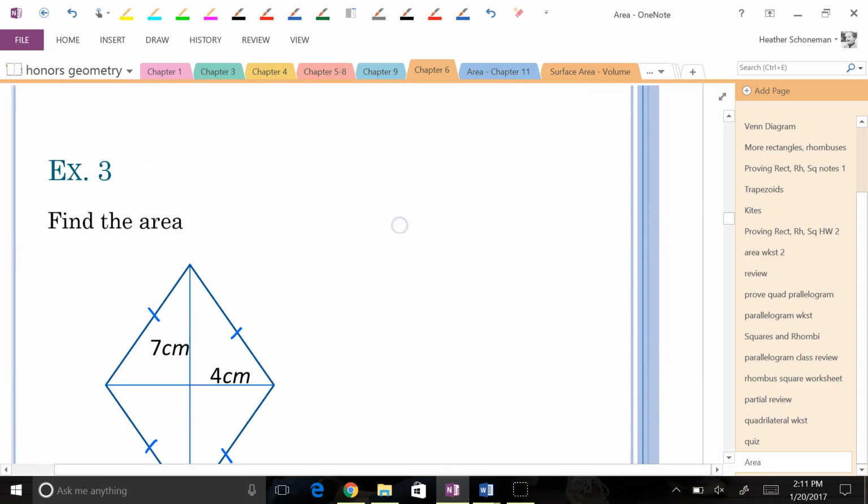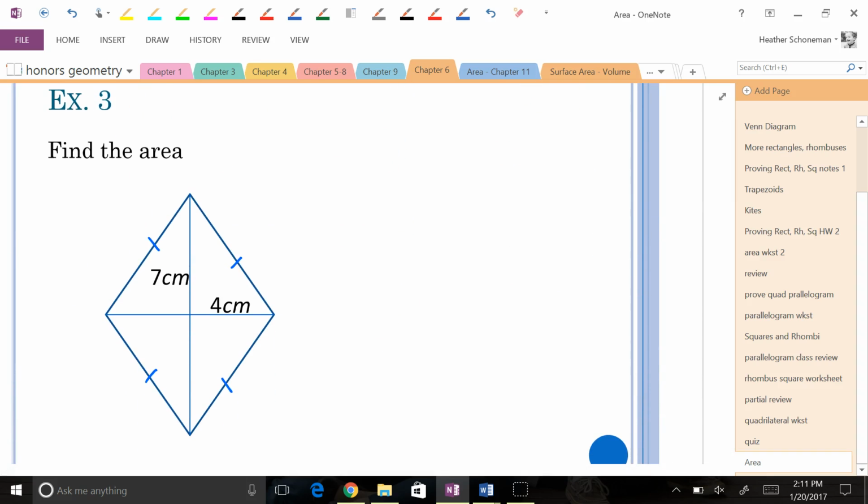Example 3, we have a rhombus. I know it's a rhombus and not a kite because all 4 sides are congruent. The area of a rhombus equals 1/2 diagonal 1 times diagonal 2. But remember, the diagonals are the entire length.